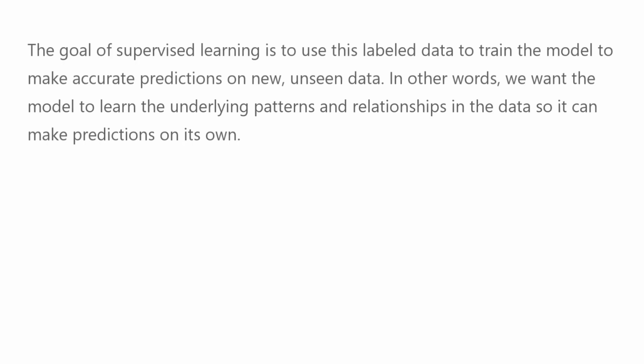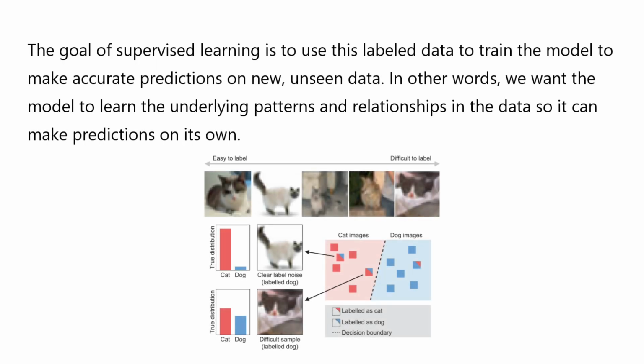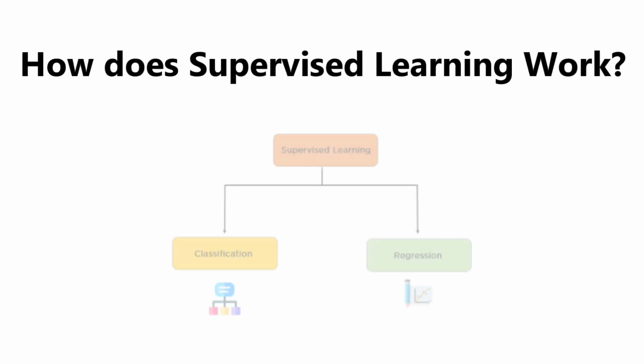The goal of supervised learning is to use this labeled data to train the model to make accurate predictions on new, unseen data. In other words, we want the model to learn the underlying patterns and relationships in the data so it can make predictions on its own.